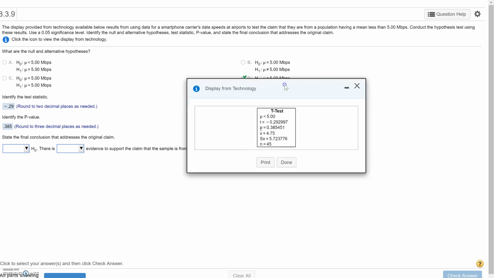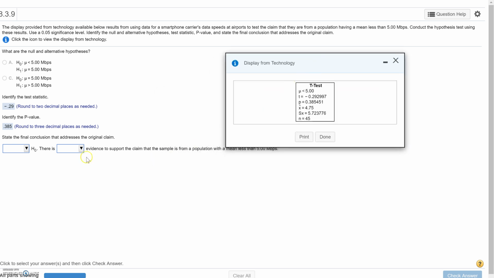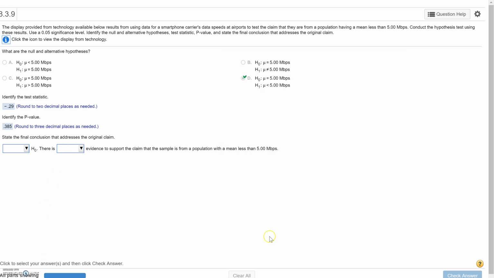And now we have to state the final conclusion that addresses the original claim. So now, to state the final conclusion, we have to compare the p-value with alpha. Alpha in this case is 0.05, the p-value is 0.385. So here we have a p-value that is greater than alpha. That means we fail to reject the null hypothesis.